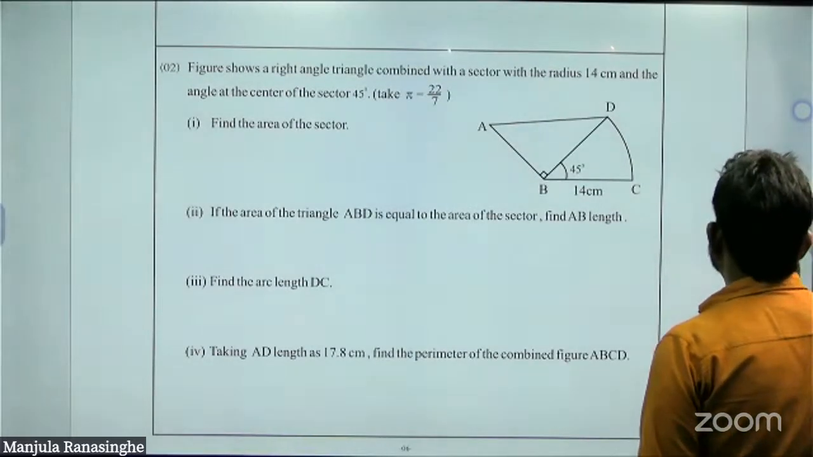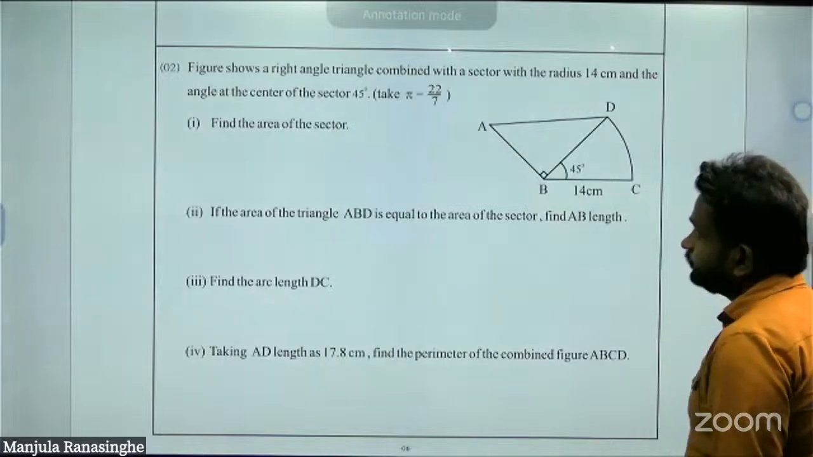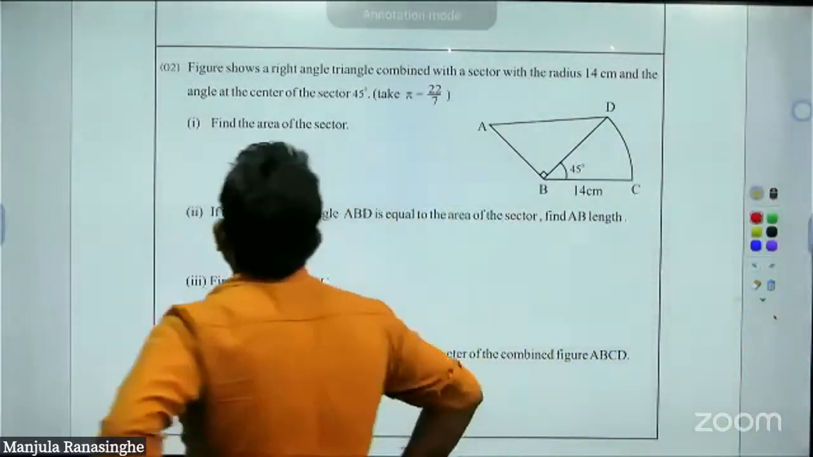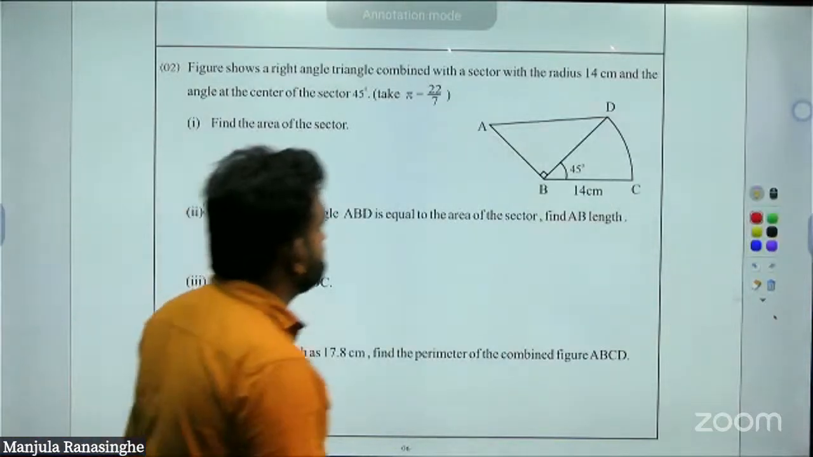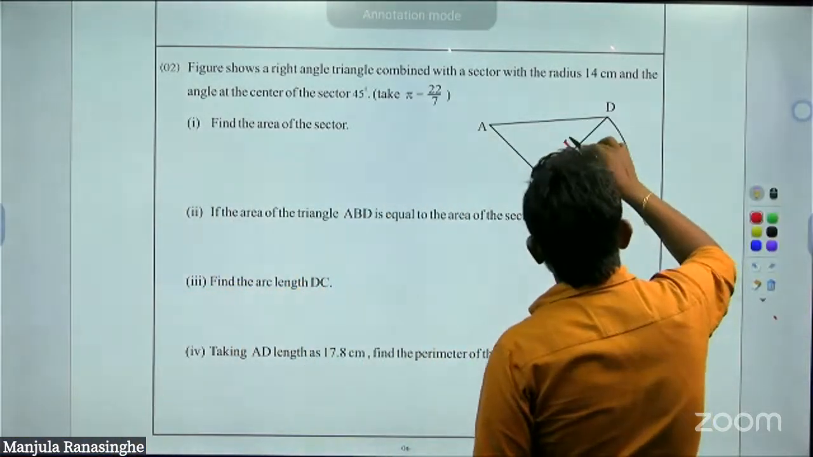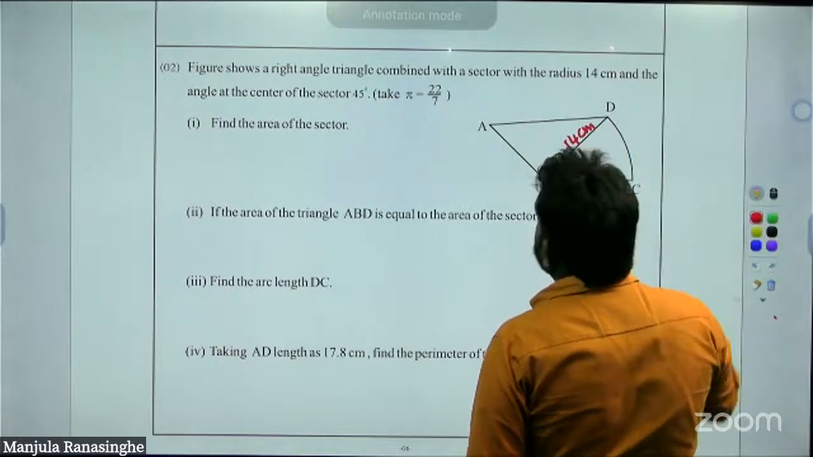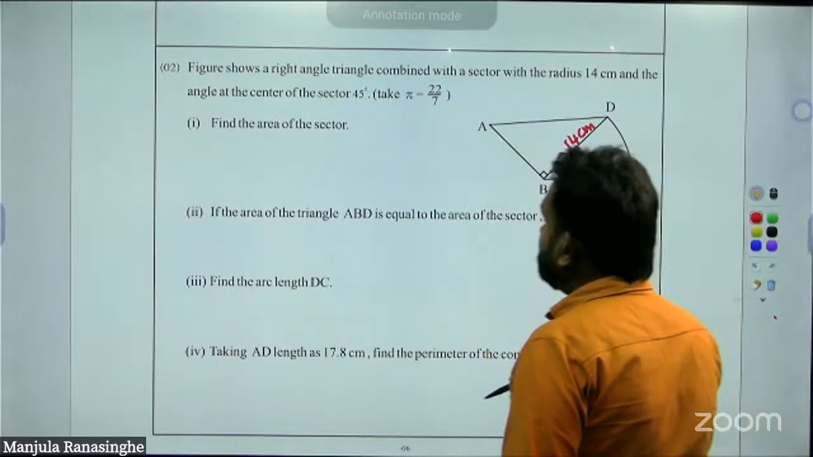Right. Now check the question. The figure shows a right angle triangle combined with a sector with radius 14 centimeter. So here also 14 centimeter, fine. Okay. Right. Find the area of the sector.